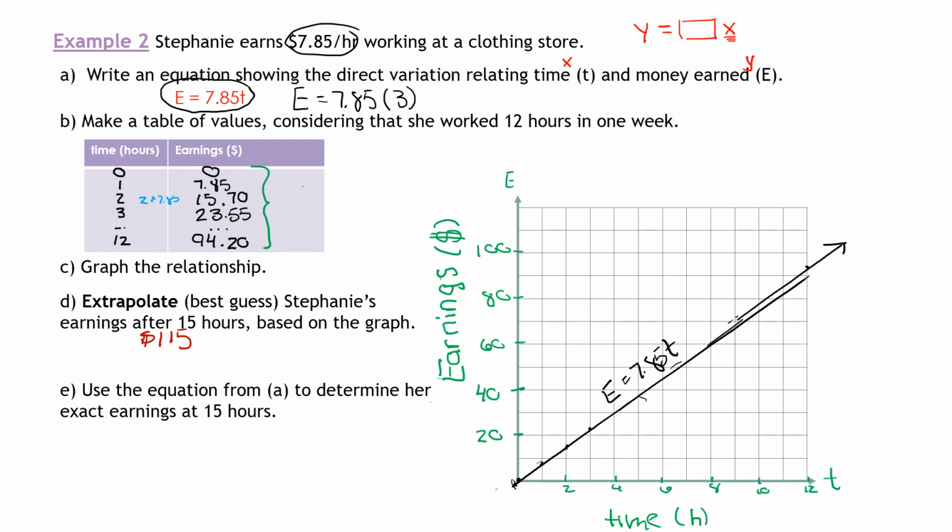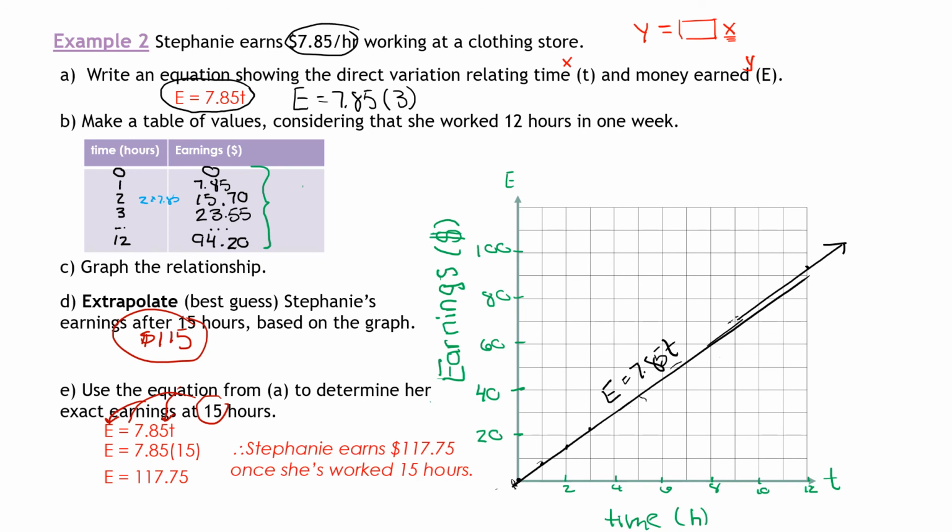But we have an equation, so we can of course figure out exactly what she's making. This is our equation, E equals 7.85t. So where does the 15 go? Where am I going to substitute the 15? Is it going to go in for E or in for T? It's going to go in for T because it's time, it's hours, 15 hours. So we substitute that in and we get 117. So I was off, right? But I guessed 115 up here. So Stephanie earns $117.75 once she has worked 15 hours.